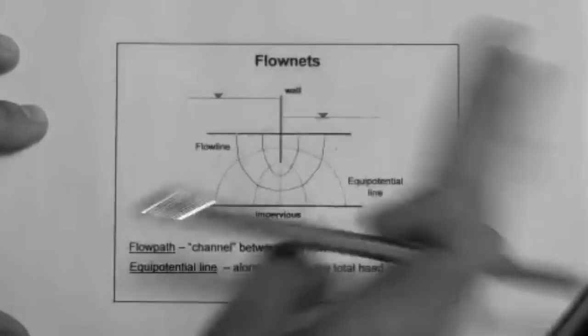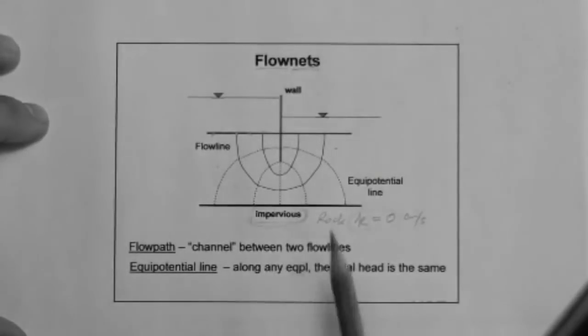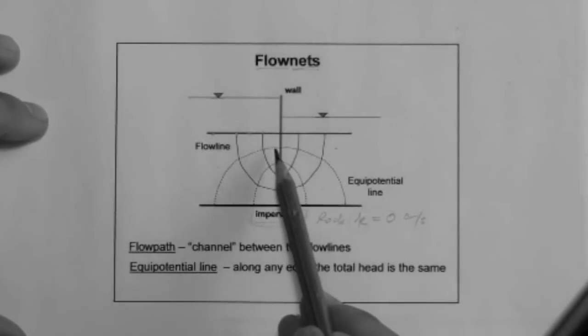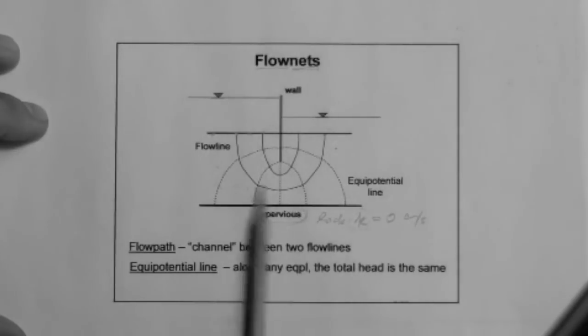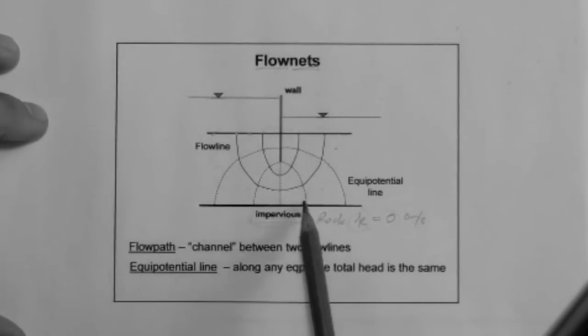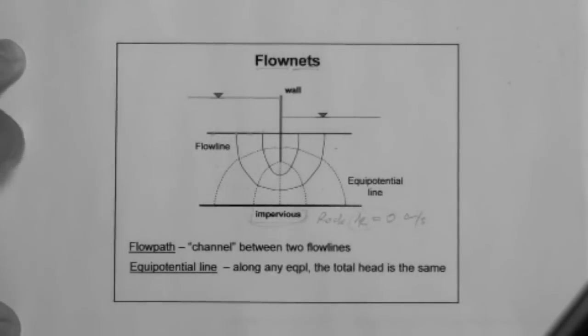And we're going to realize, based on that error correction, that there are 5 equipotential lines here, at least that we can identify for now. 1, 2, 3, 4, 5. Okay? So, along any equipotential line, the total head is the same.